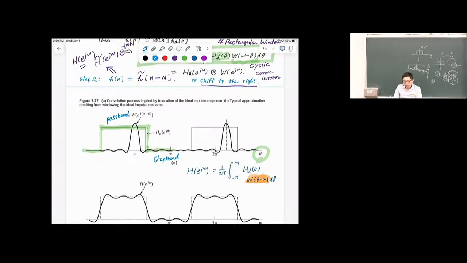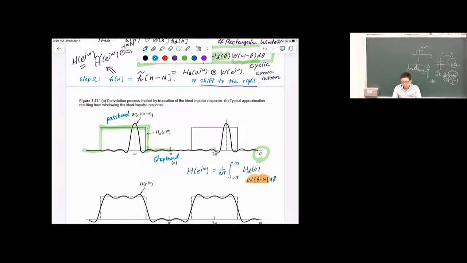But now, please try to imagine how we convolve this ideal low-pass magnitude with the Fourier transform of our window. So this becomes tricky.